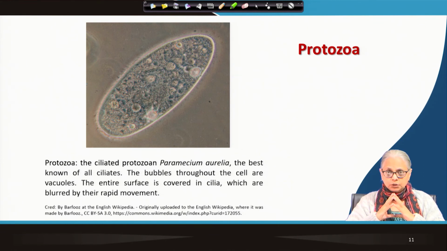So these are very well-known ciliates or protozoa, and in that particular video you could have seen the rapid movement of these protozoa or paramecium, and like I said, they ingest bacteria. That's the food for these protozoa, and the entire surface is covered by the cilia, which is their means of movement.